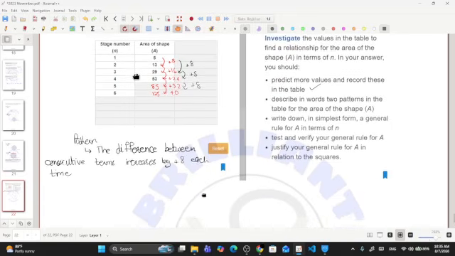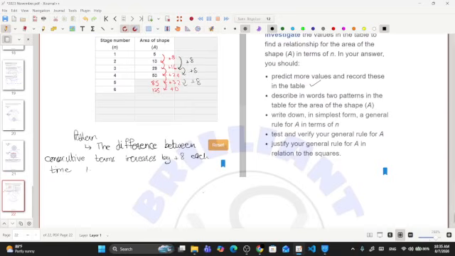Another pattern that can be talked about is, let's say that the second difference or the constant difference between each term is positive 8. So that's also done. Write down in simplest form a general rule for A in terms of n.